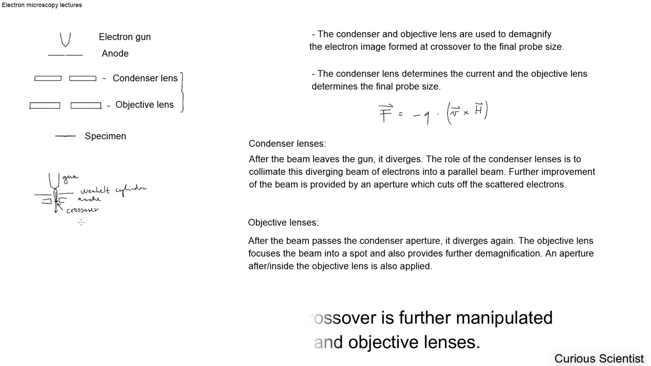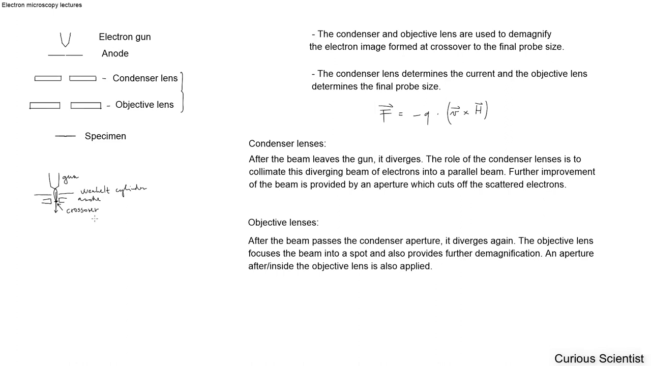Why? Because at the crossover, this spot or image is, let's say, roughly around 25 to 100 micrometers. But if you go down to the specimen and check the spot size of the electron beam, you will find that nowadays these microscopes can provide a spot size between 1 nanometer and 1 micrometer. Let's call it the spot size. So if you divide these two numbers, you get quite a large magnification. That's what we do with these lenses.